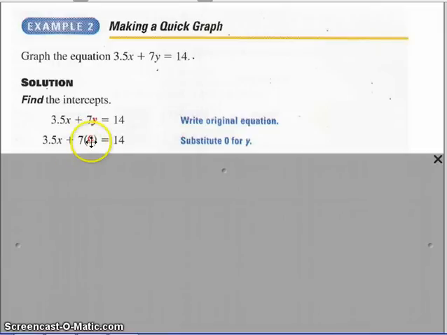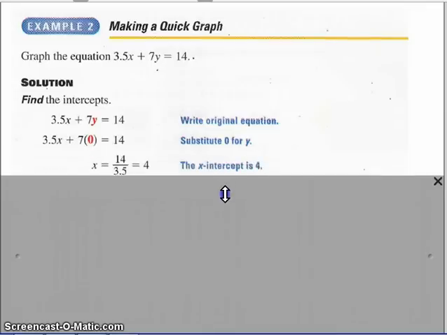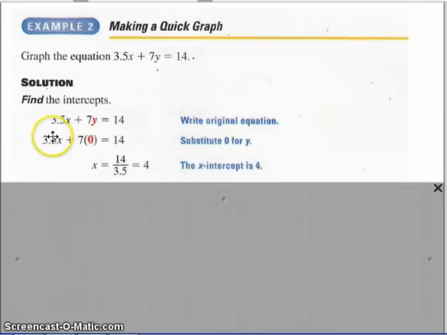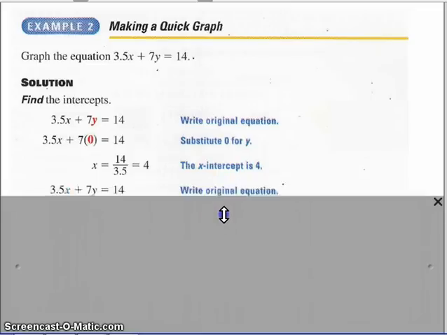7 times 0 is 0. So really all you have left is 3.5x equals 14. And if that's true, then x is going to be 14 over 3.5. You move that 3.5 over. That's what they've done here. And 14 divided by 3.5 is 4. And so the x-intercept is 4. That's the way the textbook explains this. I'm going to have a simpler way in just a minute if this isn't making sense.